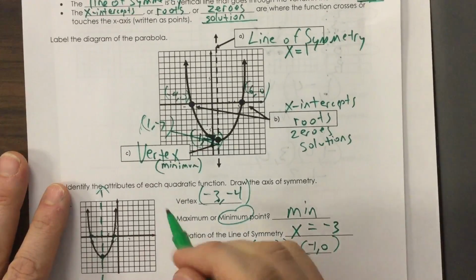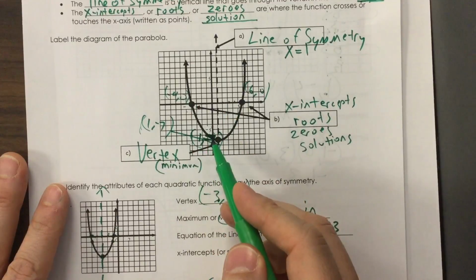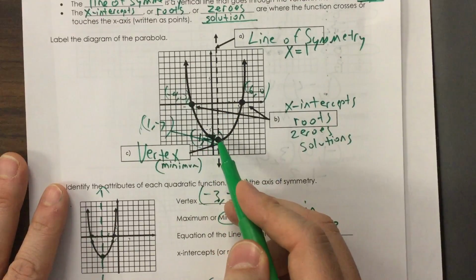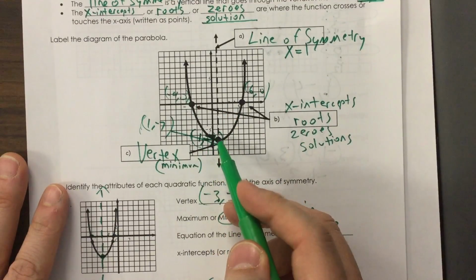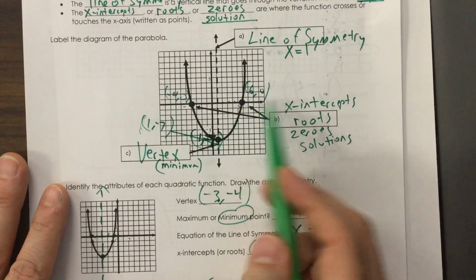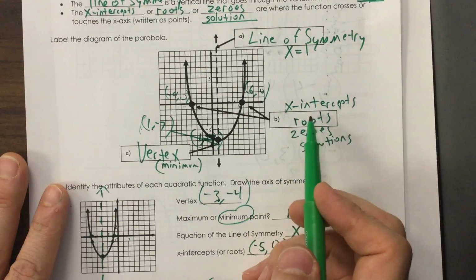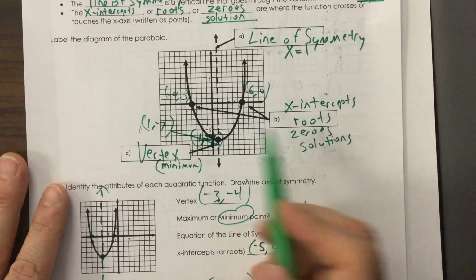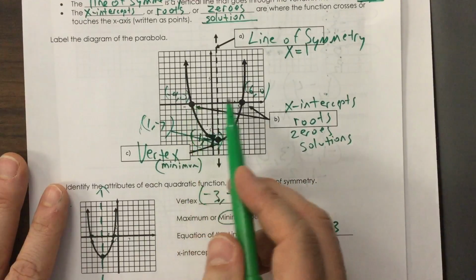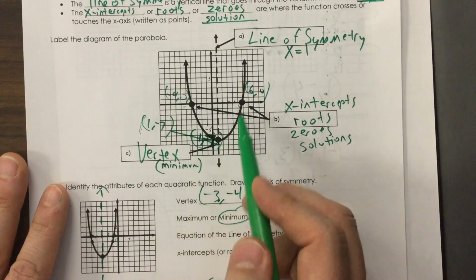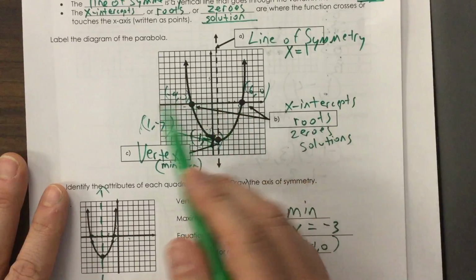It has all the vocabulary. I'm going to go over it real quick. The vertex is either the very bottom or very top of your parabola graph. The x-intercepts, also called roots, zeros, or solutions, are the places where your graph crosses the x-axis.